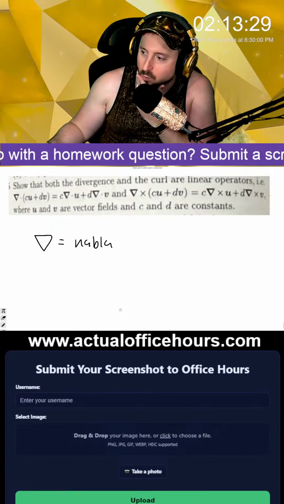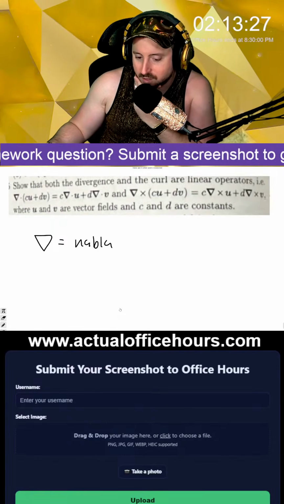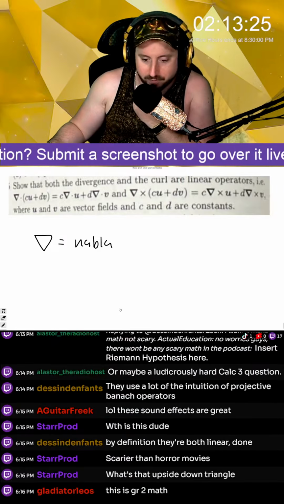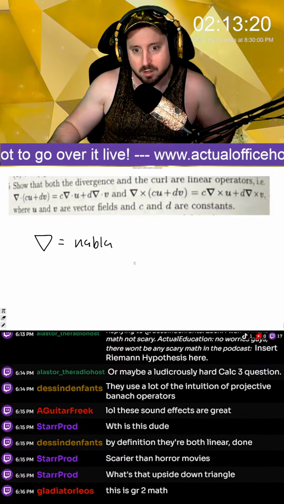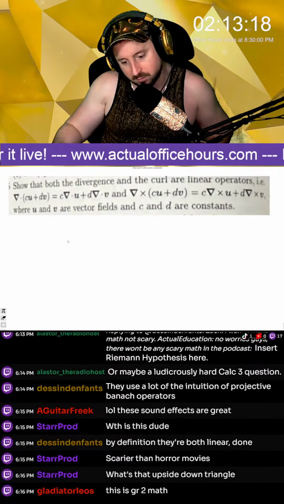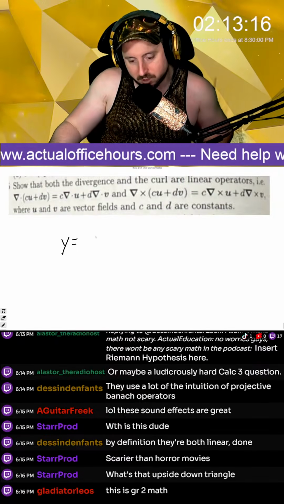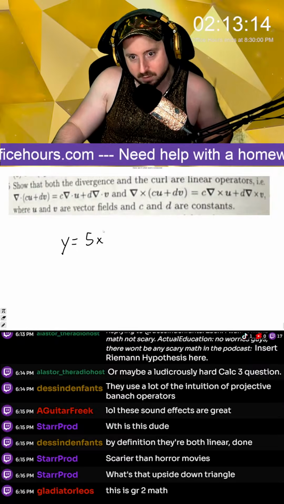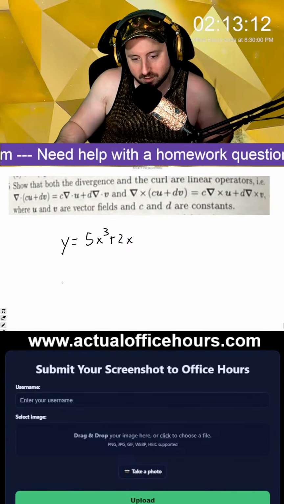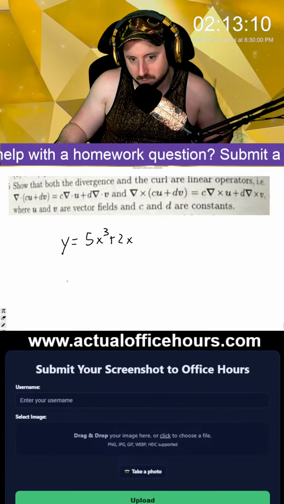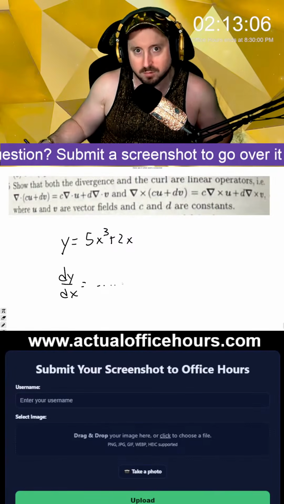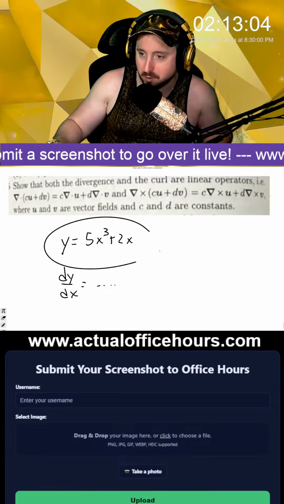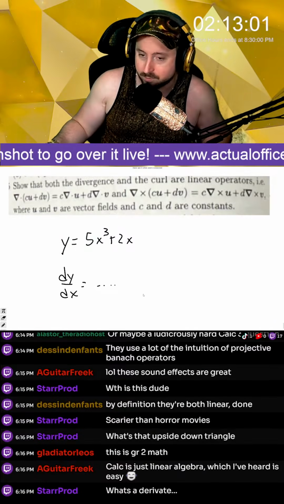Nabla is kind of like a fancy derivative. It's a derivative that happens in a lot of different directions at once, I guess. When you take calculus, you learn about, if I have some function, let's say y is equal to 5x cubed plus 2x, then you could write the derivative as dy/dx is equal to blah. What's a derivative? A derivative just figures out the rate of change, just how much a function is changing.